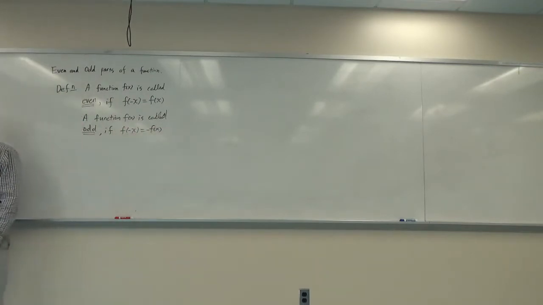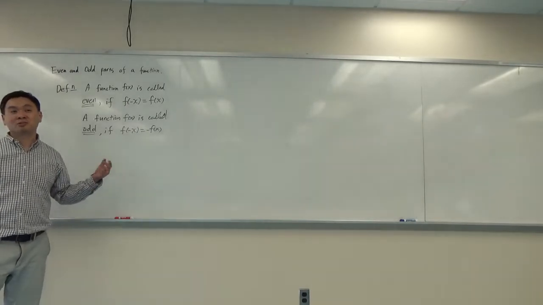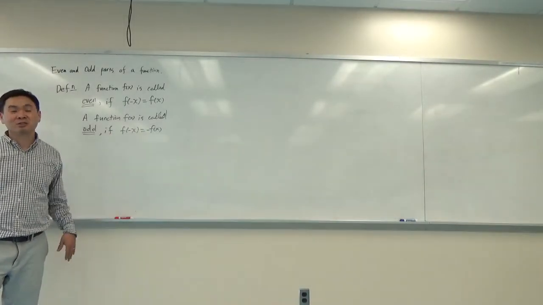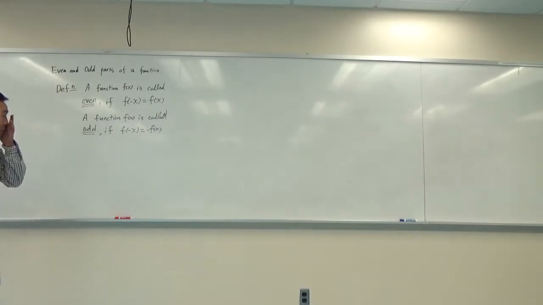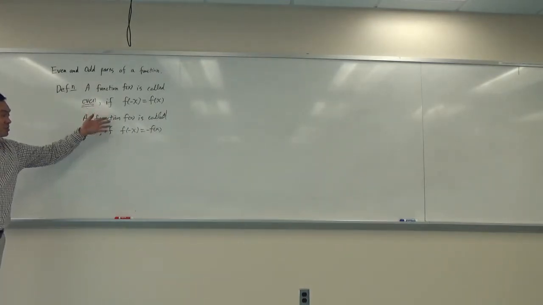Now, are all functions even or odd? No, most functions are neither. Except the ones that we're familiar with happen to be either one, like x to some power functions, or sines and cosines, or even tangents. Tangent is an odd function. So although most functions are neither even nor odd, many of the functions that we do know have these symmetries.